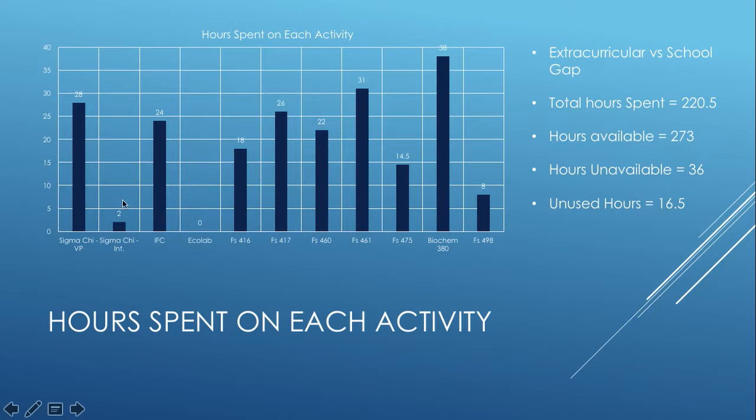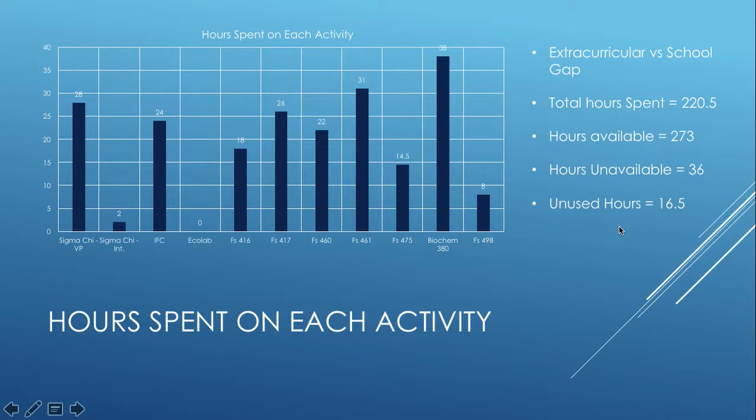You can see there's 54 hours of extracurricular stuff and a whole lot more time spent on school. So total hours that I spent working was 220.5. Hours available was 273. Hours unavailable 36, and unused hours was only 16.5. So that's a lot better than the first one.